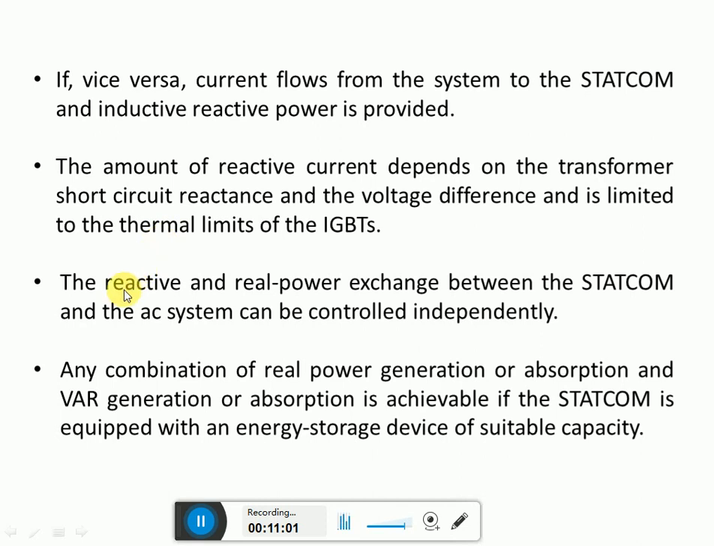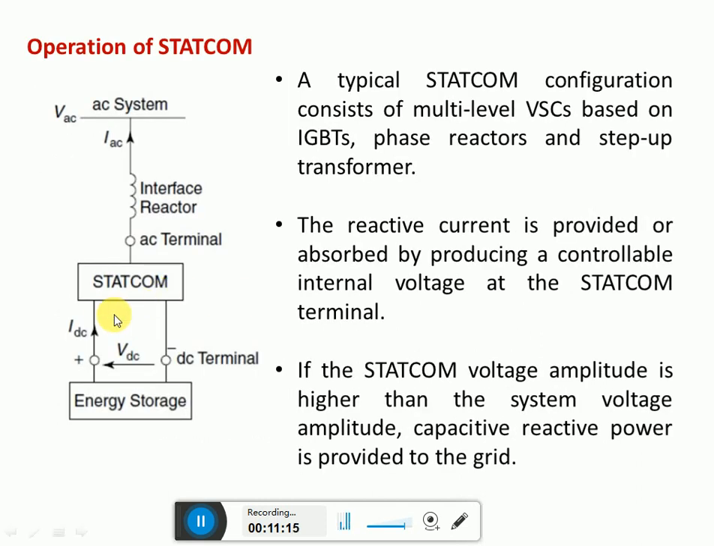Now, the reactive and real power exchange between the STATCOM and AC system can be controlled independently. So what is it actually? If you see the diagram, suppose it's a PWM inverter. In that case, what happens here? By changing the modulation index, we will be able to control this AC voltage. Once we control this AC voltage, we can control the current through this, or maybe the real and reactive power flow through this path.